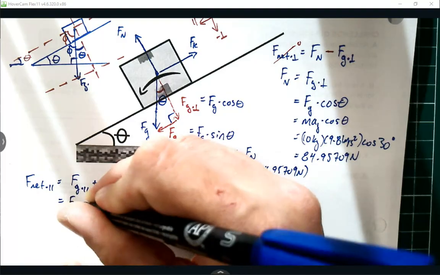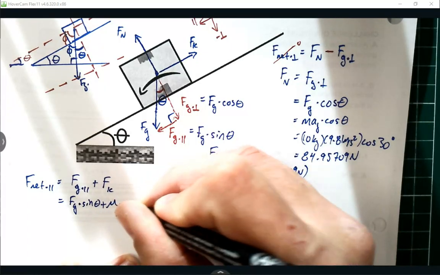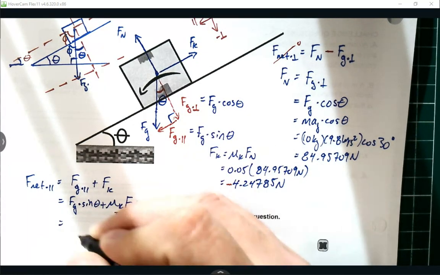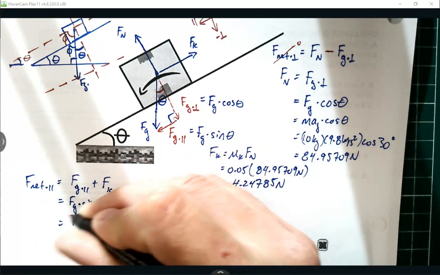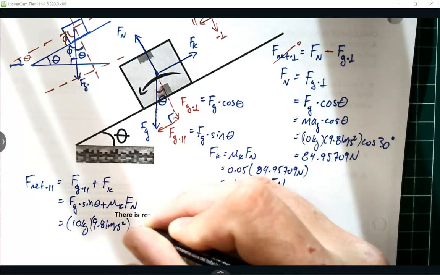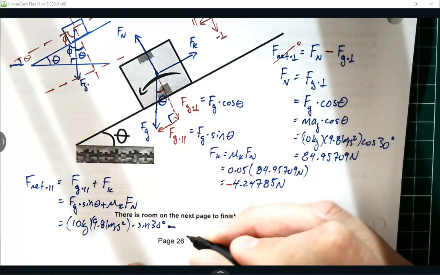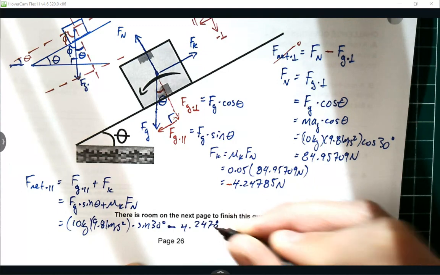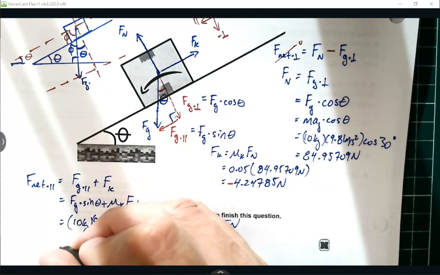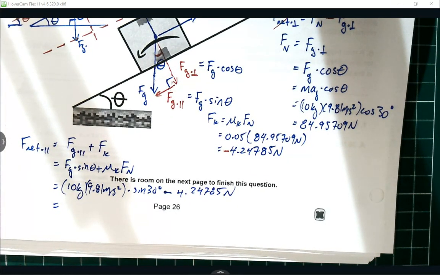So that's F G times sine theta plus really mu K F normal, but we've already calculated it. And when we sub in our values, we've got 10 kilograms times 9.81 meters per second squared times sine 30 minus 4.24785. That's my unrounded value. What's the F net? Again, it starts with a 4, I believe.